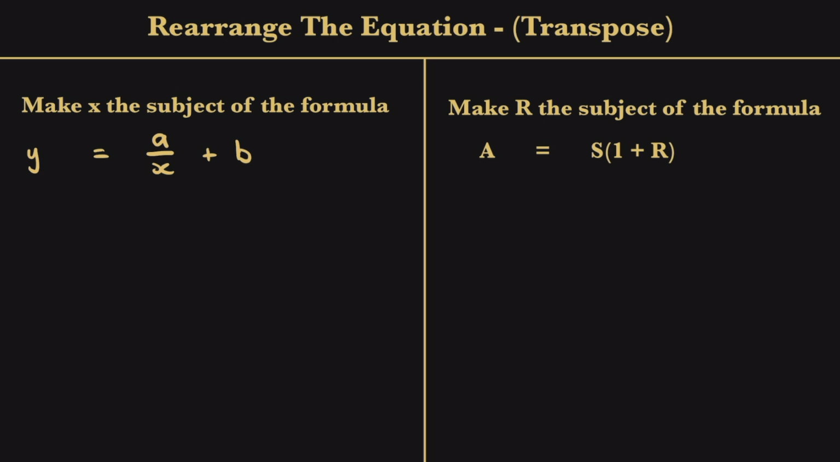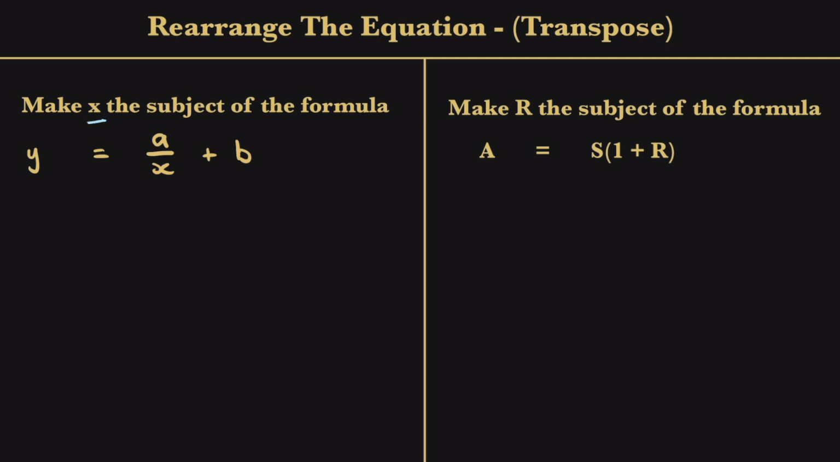What we're going to do here is we need to rearrange these equations. Another word for that is transpose. And on the left-hand side, we want to make x the subject of the formula. So it's going to be ultimately x equals something. So in order to do that, we need to rearrange the formula.